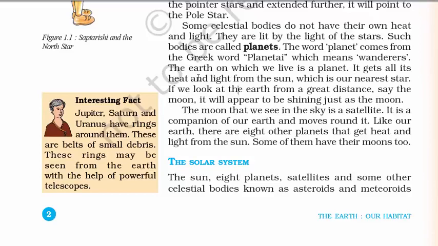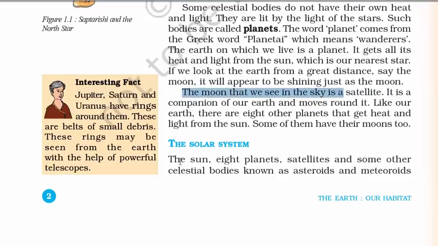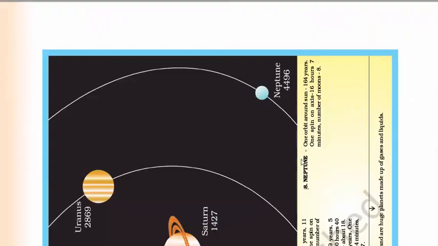Anything else? Yeah. The earth on which we live is a planet. We all know that. And we get the heat and light from the sun. Cool. The moon that we see in the sky is a satellite. Very important. Just remember this. The moon that we see in the sky is a satellite. Nothing else. The sun, 8 planets, satellites, and some other celestial bodies known as asteroids and meteoroids. So cool. This entire thing means the solar system. That's it. So let's move on to the next page.